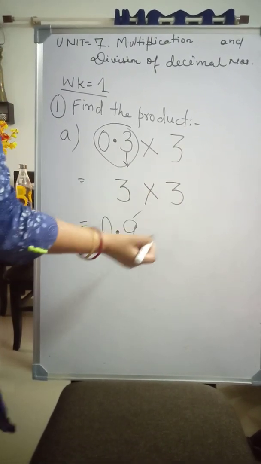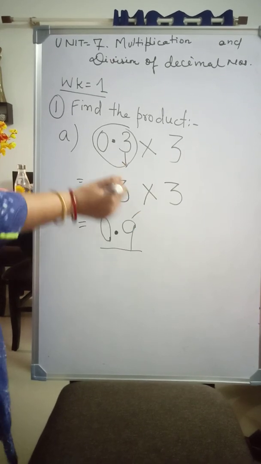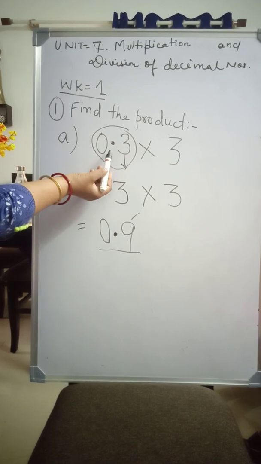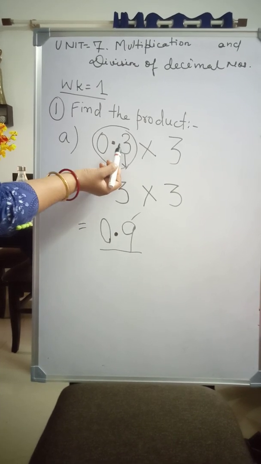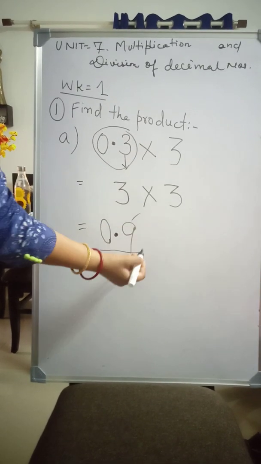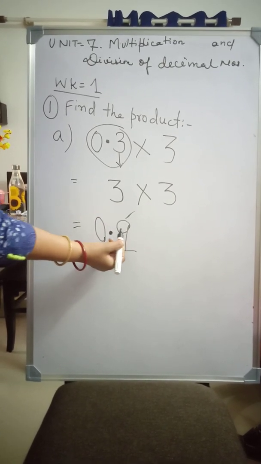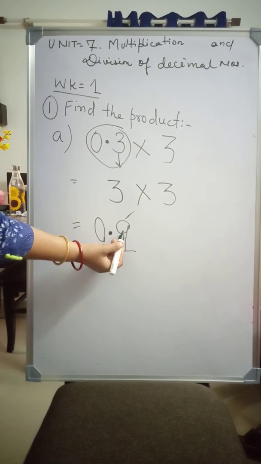3 times 3 is 9. Now the second step: we just count the number of decimal places. In this decimal number, there is only one decimal place. So in the product also, we count one decimal place. After one digit, we count the digit of the product.